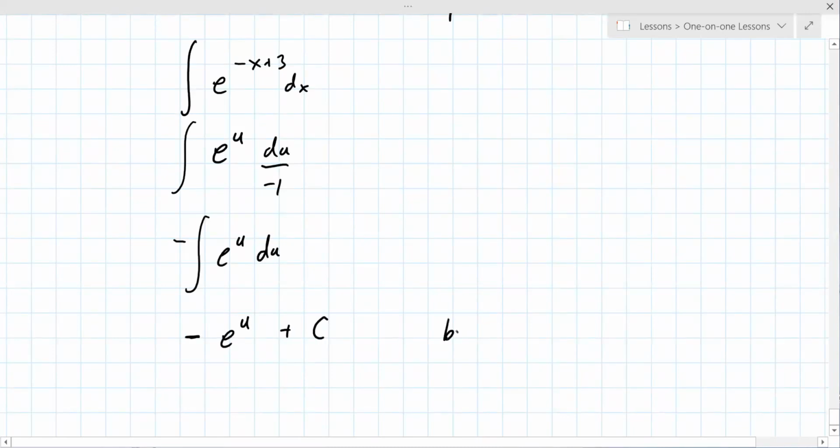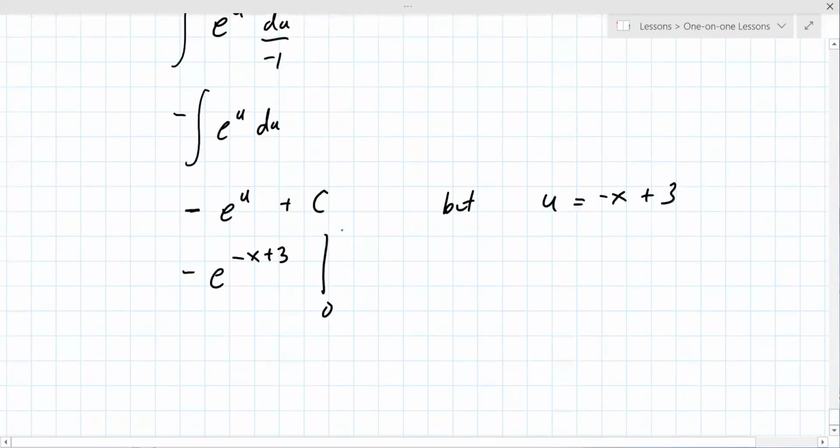Okay. But we have bounds, right? So we have to account for this. And we have a u. Your u is minus x plus 3. So it's minus e to the minus x plus 3. And then you're evaluating it from 0 to 3.